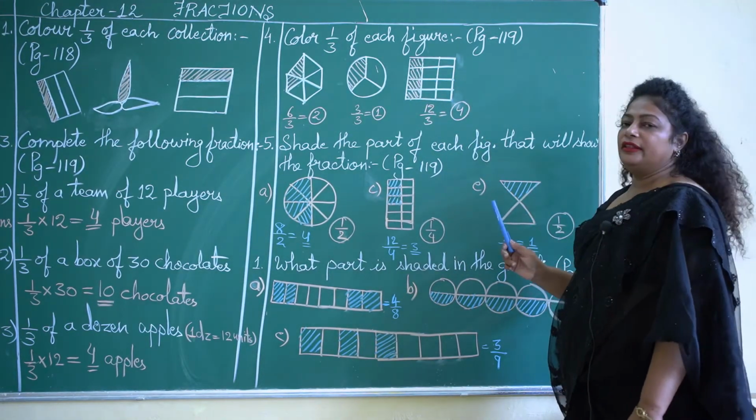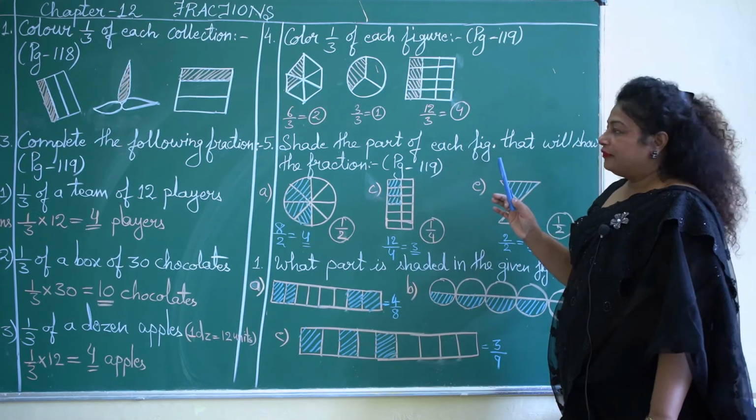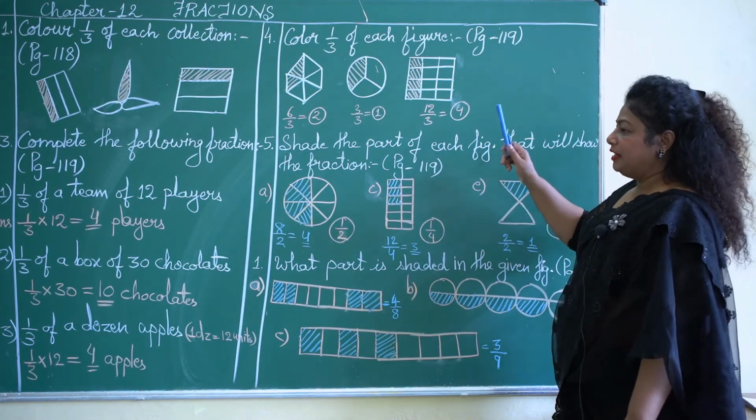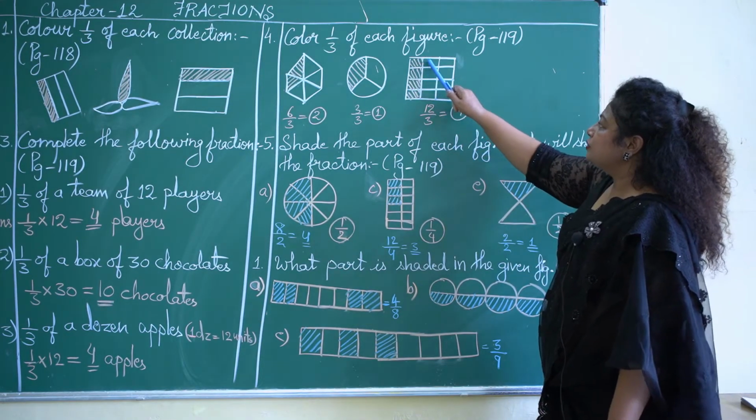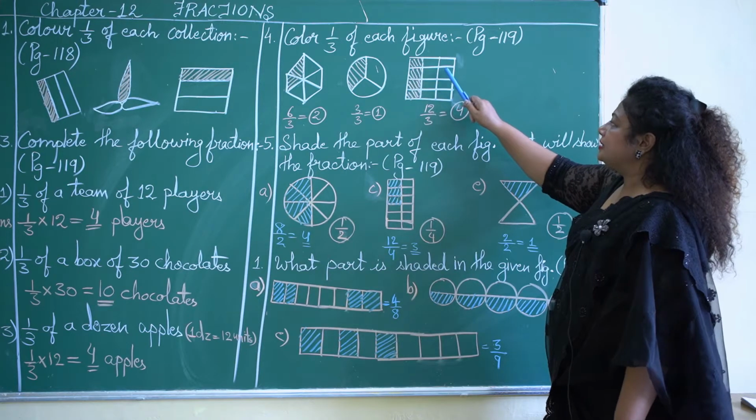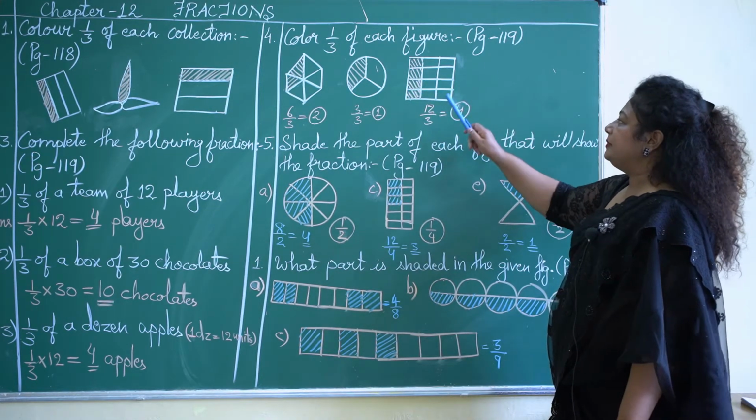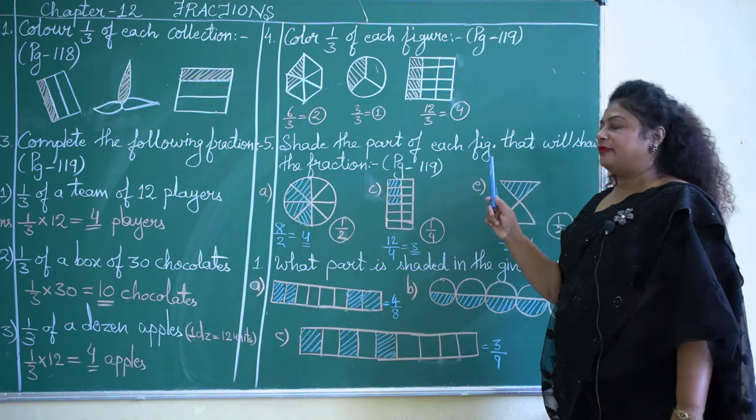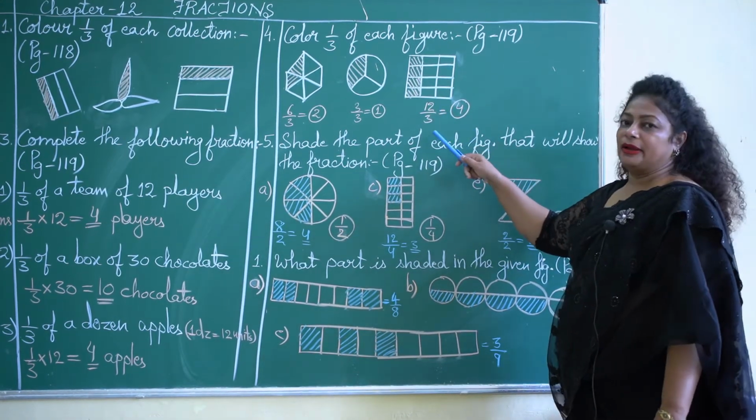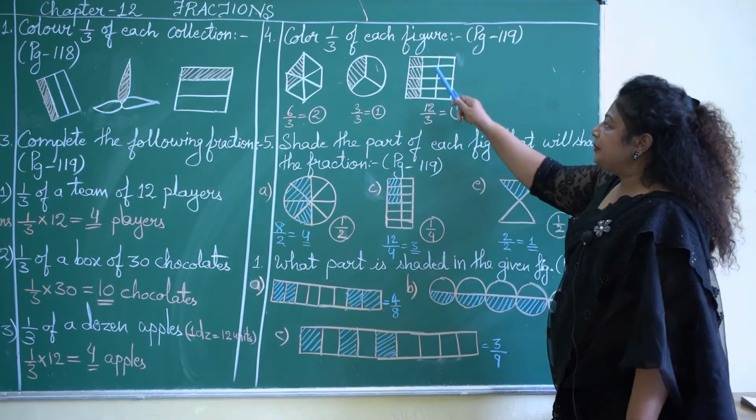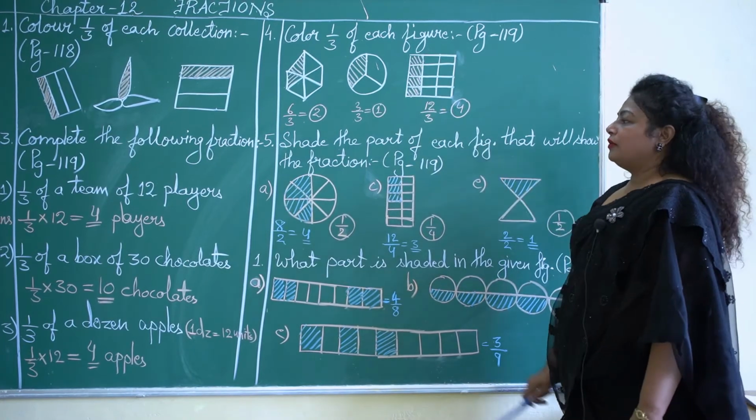In order to find the 1/3 of this figure, first we have to count in how many parts it has been divided. So it is divided into 1, 2, 3, 4, 5, 6, 7, 8, 9, 10, 11, 12. That means this figure is divided into 12 parts, and we have to find 1/3 of it. So 12 divided by 3 will give you 4. That means we have to shade or color 4 parts of this figure.